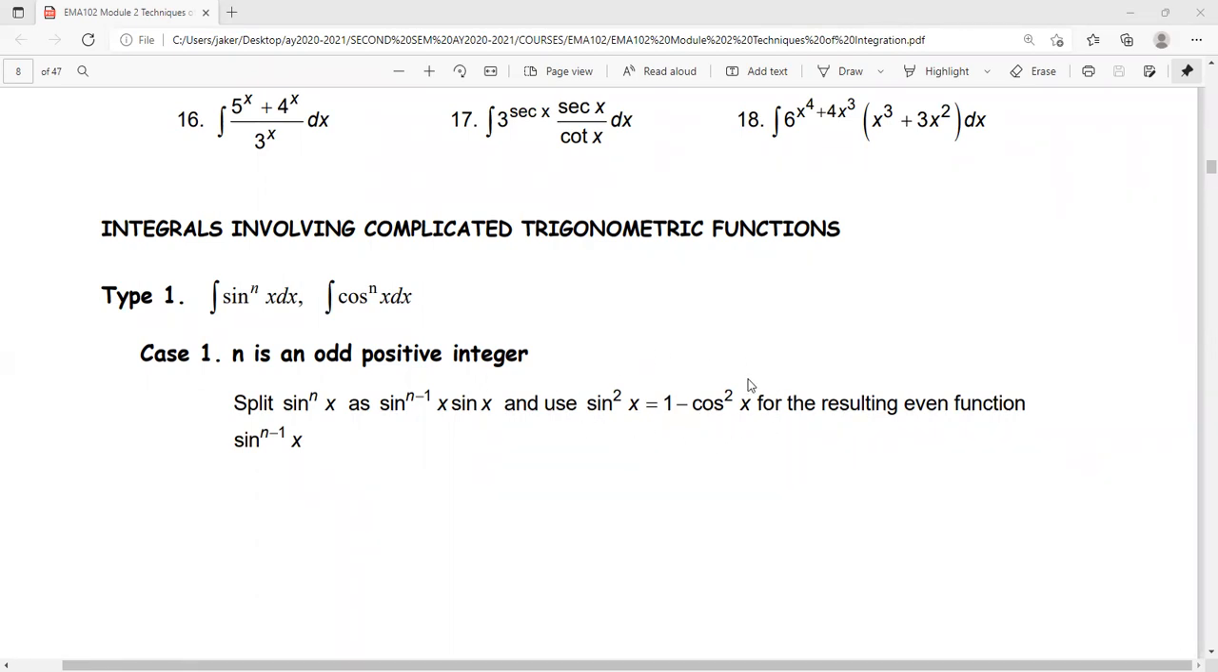Now, you've learned in your trigonometry in high school that sine squared x is equal to 1 minus cosine squared x. So if you're dealing with sine of x raised to n, you split it into sine of x raised to n minus 1 times sine of x. If you multiply these two by rules of exponent, you will have sine of x raised to n because you add the exponents of the sine. Then the part that has an even exponent, you convert it to the cosine equivalent using this particular identity. Why do we do that?